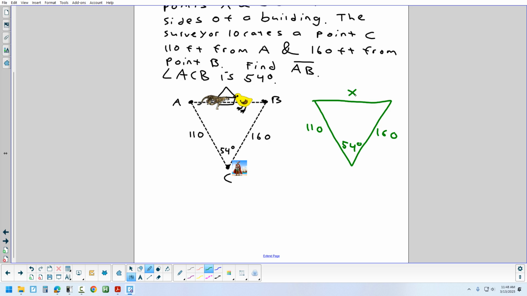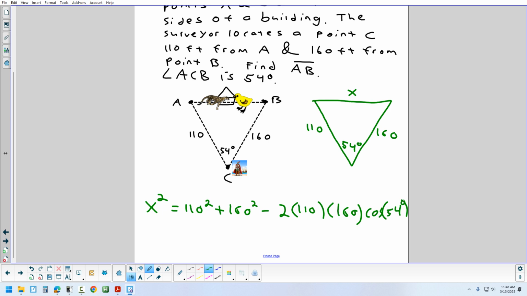If I want to find X, it's going to start out as X squared. Okay? And now, this is where it's important to understand the pattern, not the specific names that you're using. What's going to come after X squared? 110 squared plus 160 squared. So one side squared plus the other side squared, minus 2 times 110 times 160, minus 2 times the product of the sides you just wrote down. And one more thing. Cosine of 54. Cosine of the angle across from the letter you started with, 54.